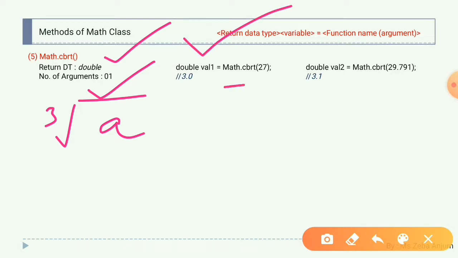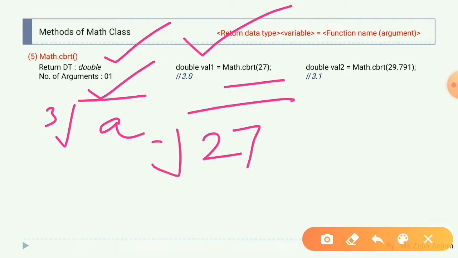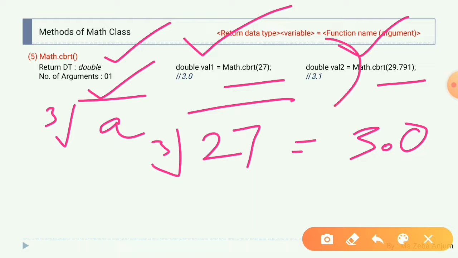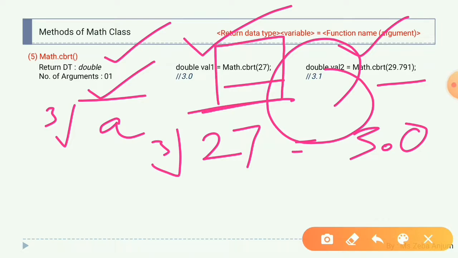Now please see an example. For Math.cbrt(27), if you find the cube root of 27, you will get 3, and the return data type is double, so you will get 3.0. Now see the second one: you have 29.791 and you will get 3.1 as an answer because it is the cube root of 29.791. So you have already seen that you just have to apply the function, and within those brackets you have to give the values.